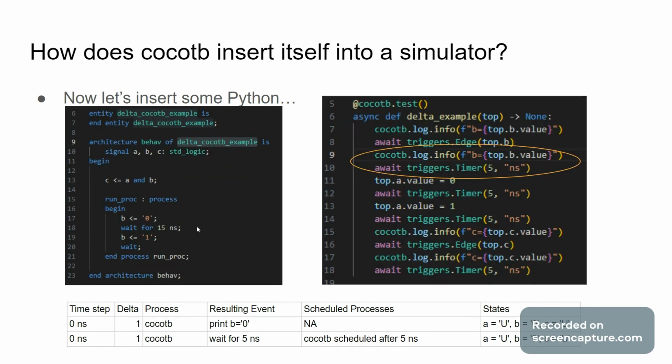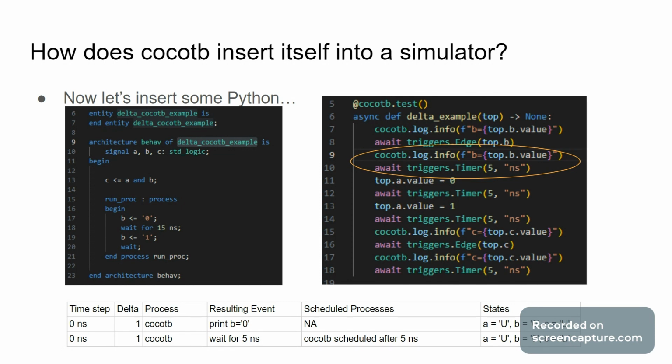So it's going to jump back to cocotb, and it's going to print out the current value for B, which should be 0. Well, it is 0, since that's what changed. Then it's going to hit another trigger where it's going to say, I'm going to give up control back to the simulator, but I want to get back control. Please reschedule me after 5 nanoseconds have passed from the current time step.